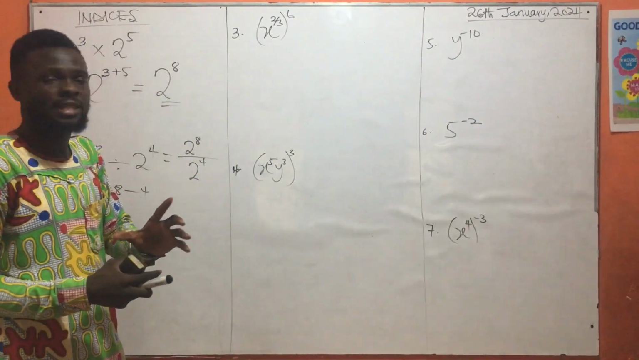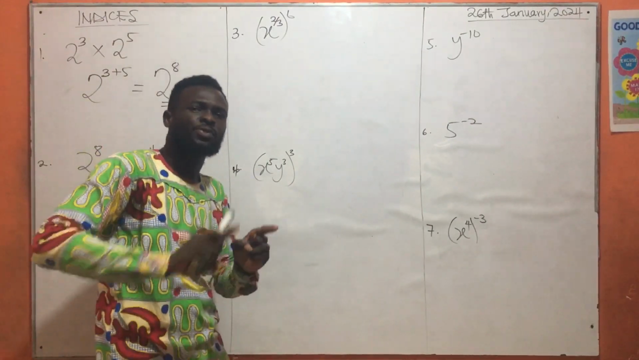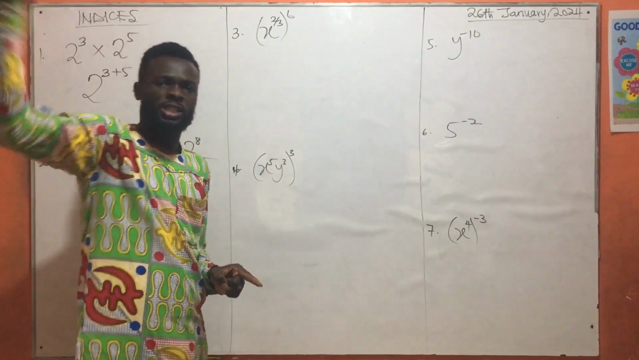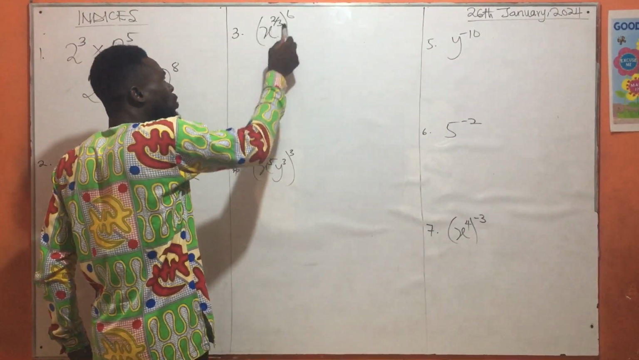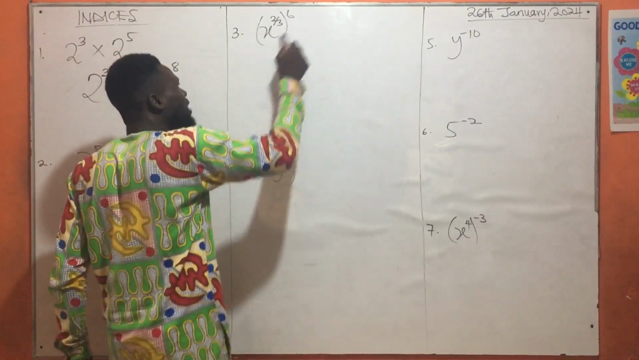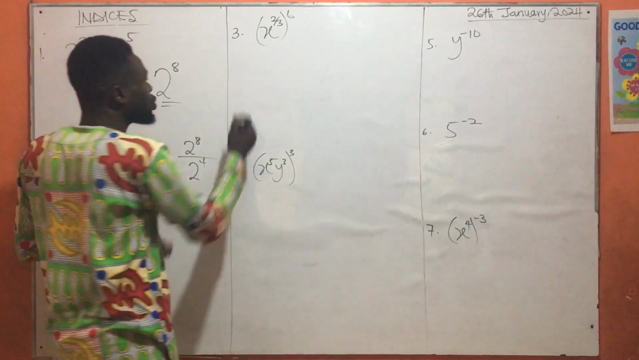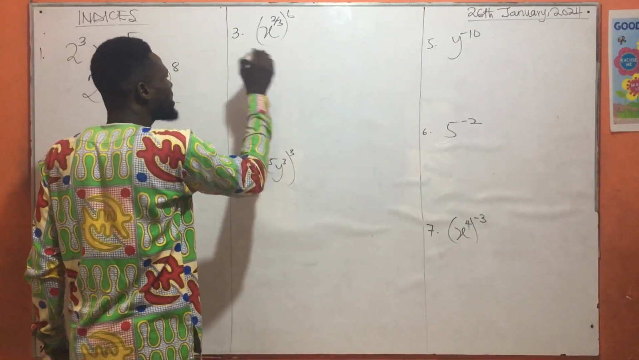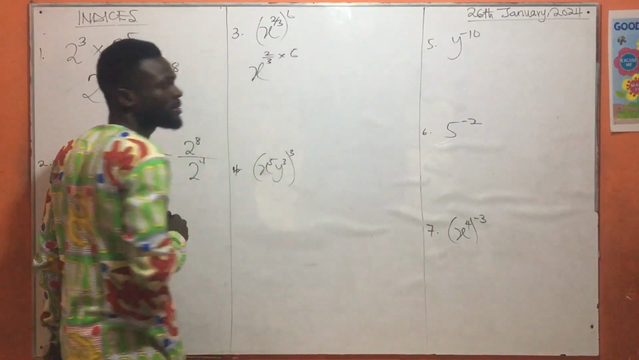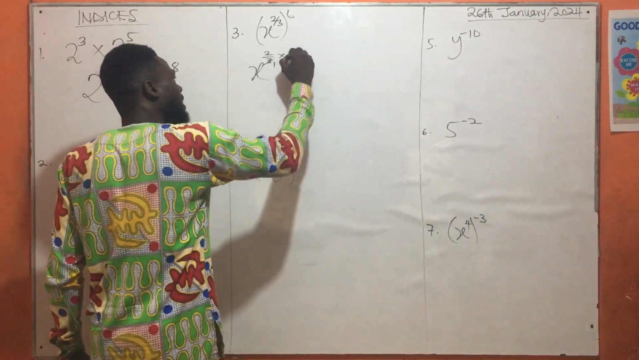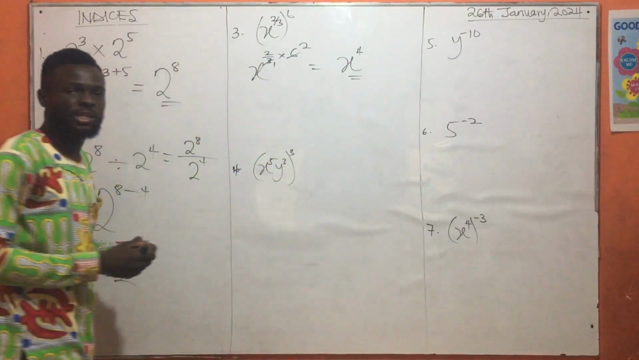Now the number 3 is also based on the third law. The third law says that if a number raised to a power is raised to another power, then multiply the powers. So you can see that this number is raised to a power and all is raised to another power, so we are going to multiply the powers. This is going to give you x raised to the power 2/3 times 6. So we can say 3 here 1, 3 here 2.